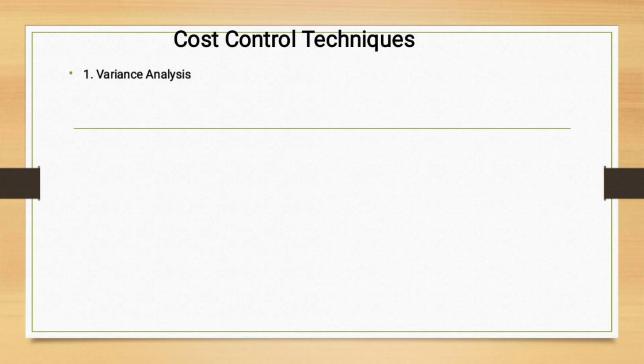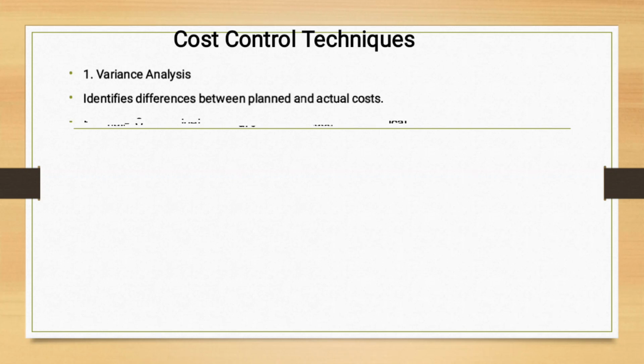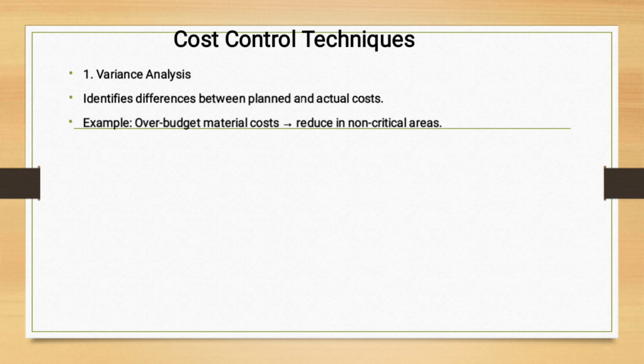Okay, let's talk about cost control techniques. Number one, variance analysis. With variance analysis, you need to identify the difference between the planned and the actual cost. So for example, on that one, we are talking of budgeted material cost reduced in non-critical areas. So for example, you have budgeted for your project.